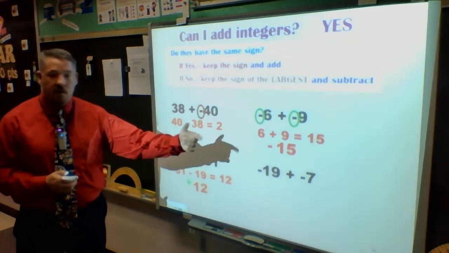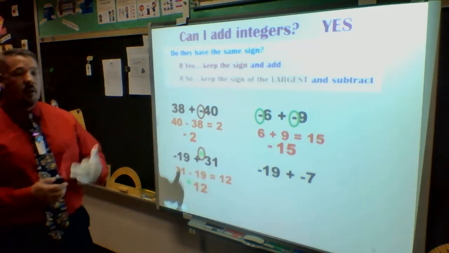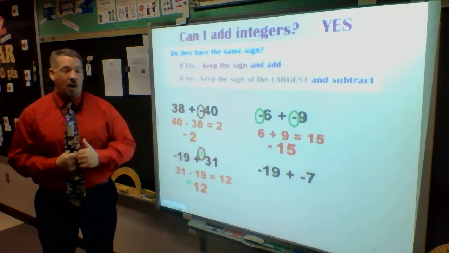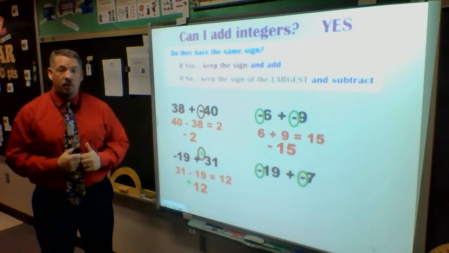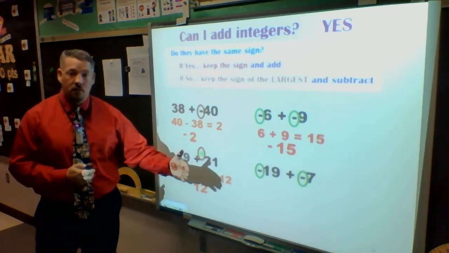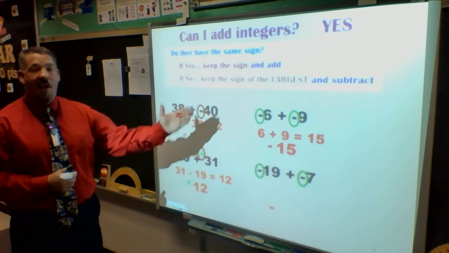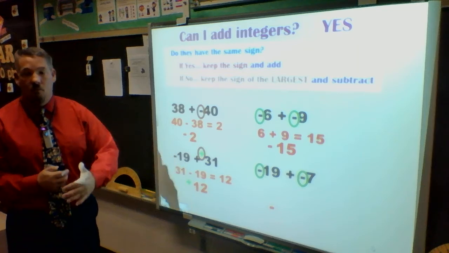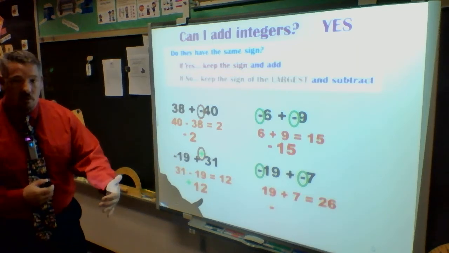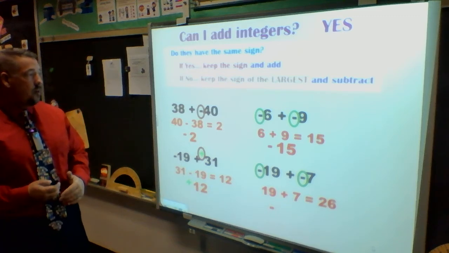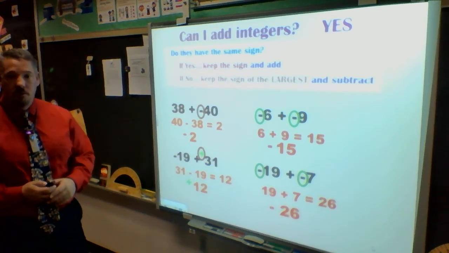On negative 19 plus negative 7, can I add integers? Yes, I can. Do I have the same sign? Yes, indeed I do. So I'm going to keep the sign. It's going to be my answer, so I'm going to have a negative answer. Then I'm going to add them together since they are the same. 19 plus 7 is 26. So I know my answer is going to be negative 26.